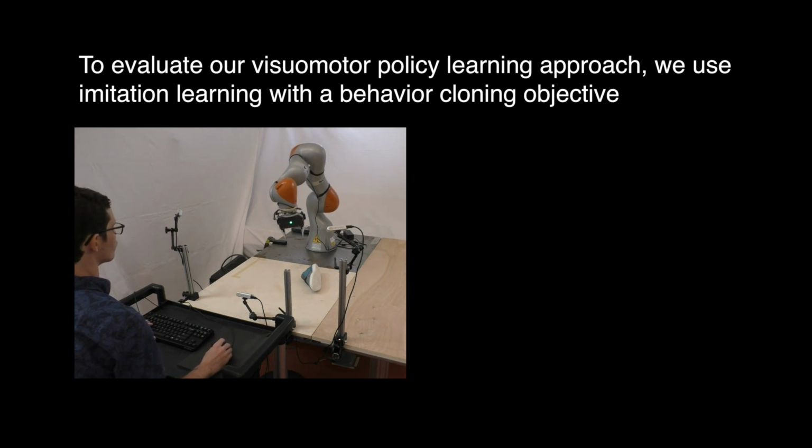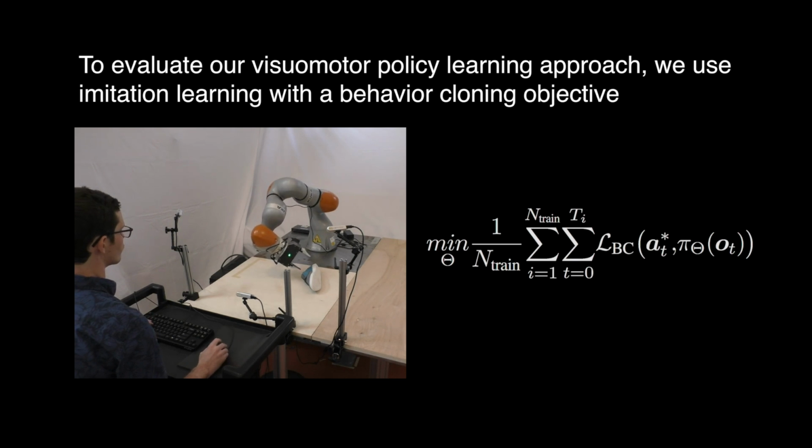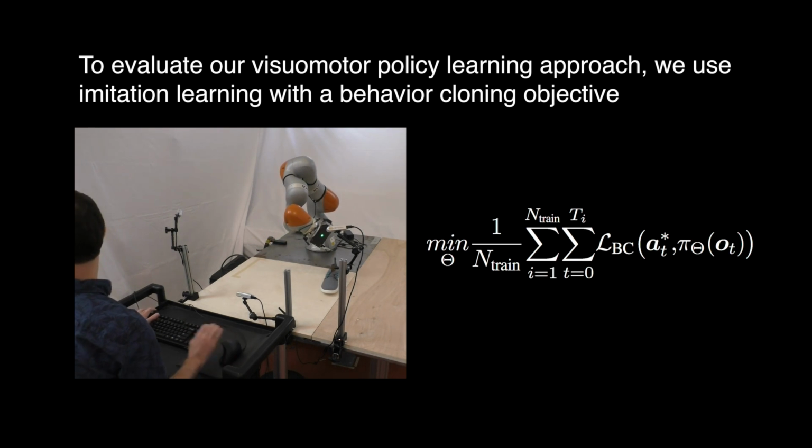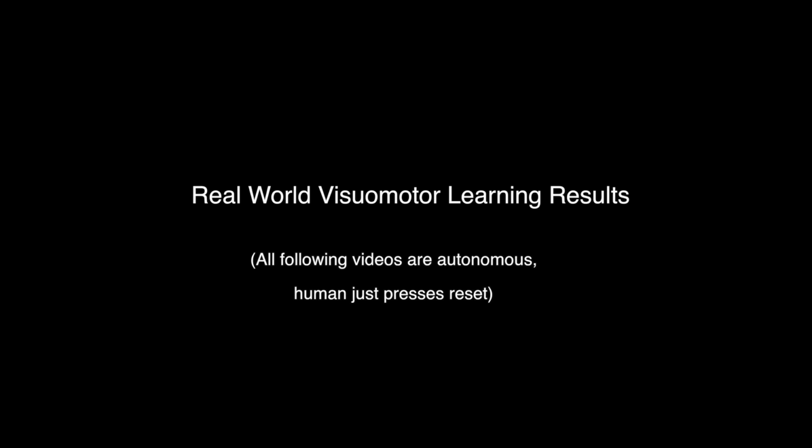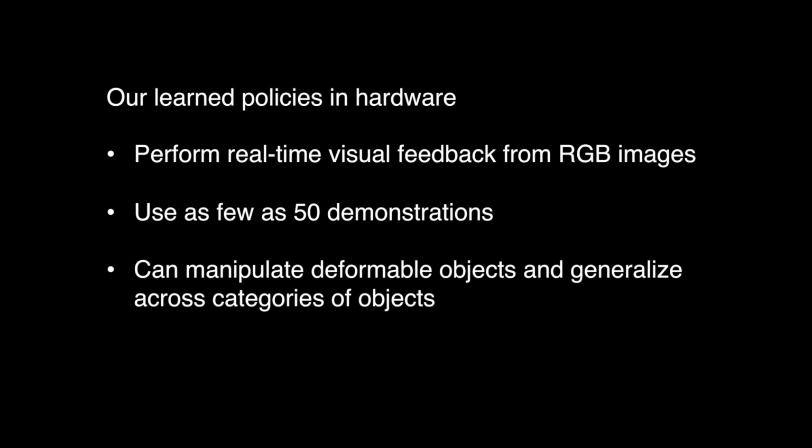To evaluate our general approach to learning visuomotor policies, we use imitation learning. Note that all the following videos are autonomous. Our learned policies perform real-time vision-based feedback on monocular RGB images with as few as 50 demonstrations and can manipulate deformable objects and generalize across categories.